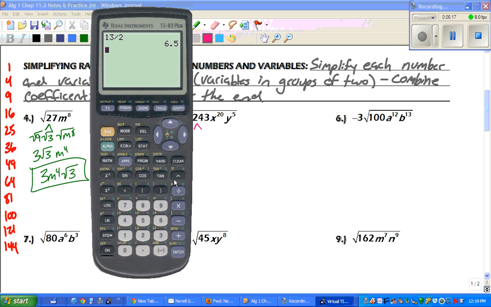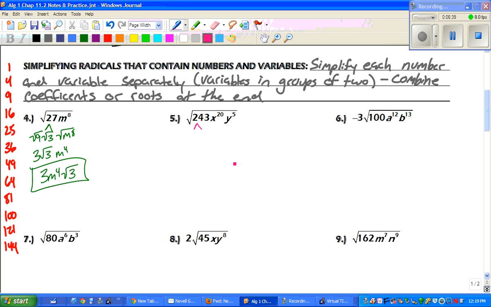So break down 243. So divided by 144, nope. Divided by 121, nope. Divided by 100, nope. 243 divided by 81, 3. Okay, so 81 and 3, x to the 20th, y to the 5th.